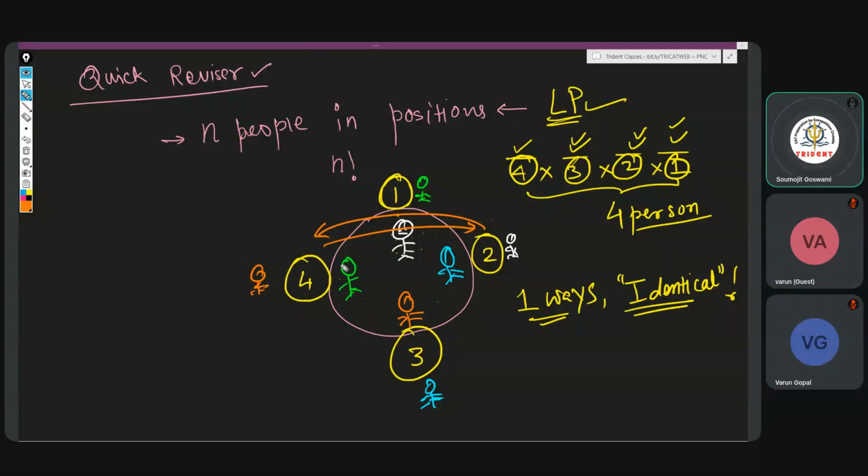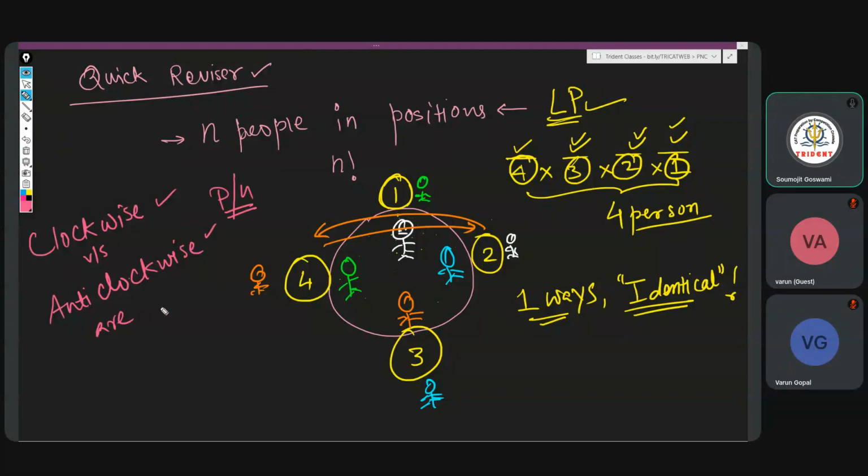Flipping the position basically means, now please pay attention, this is important. What does this mean? It means clockwise versus anti-clockwise permutations are distinguishable. Now let's try to understand this a little bit, and then probably we'll go to the next part.